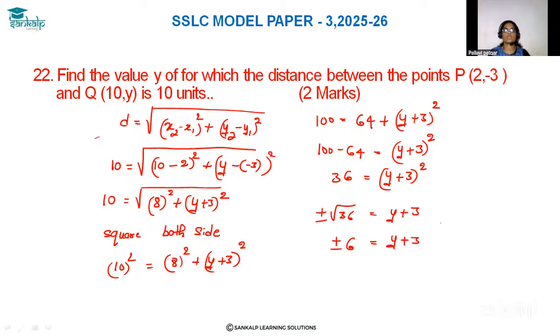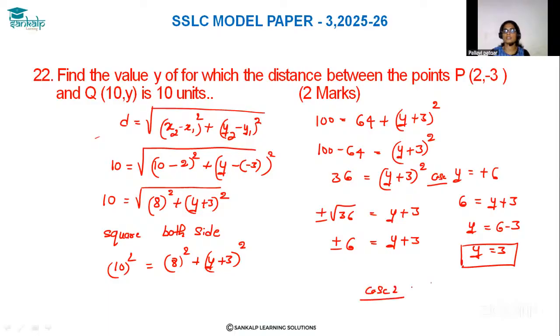So here, in the first case, if it is plus 6, then 6 is equal to y plus 3. So y is equal to 6 minus 3. So y is equal to plus 3. In the second case, it is equal to minus 6.